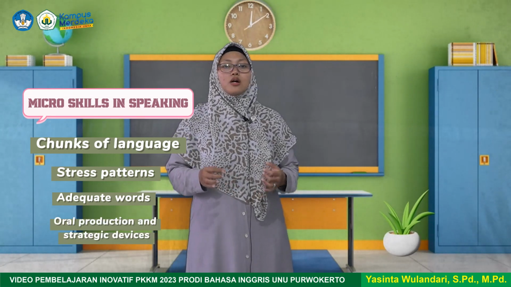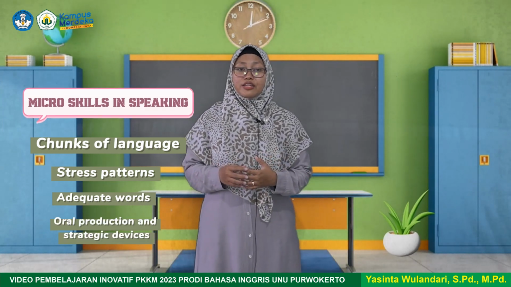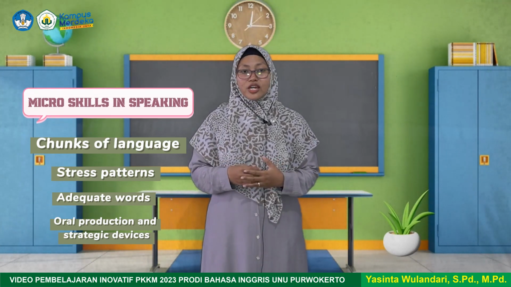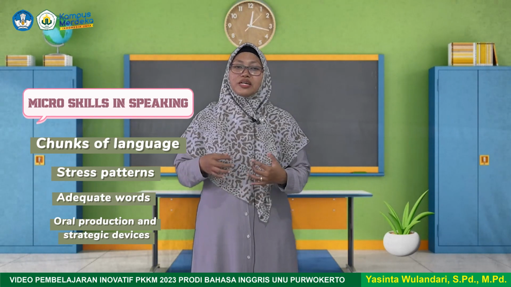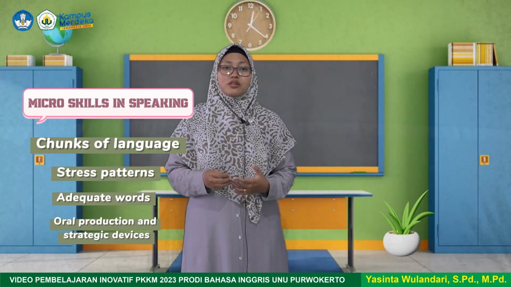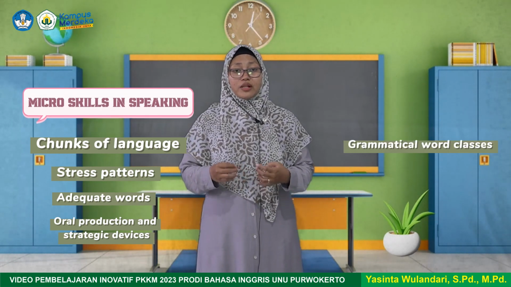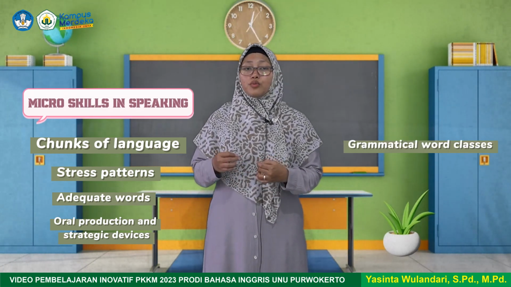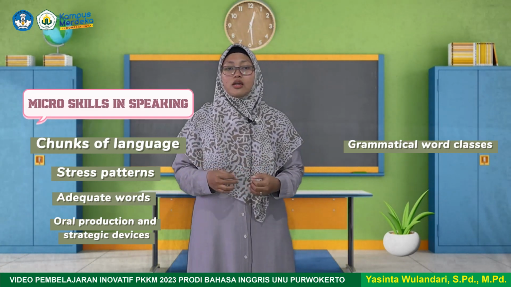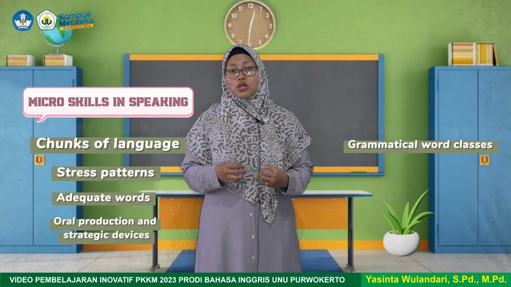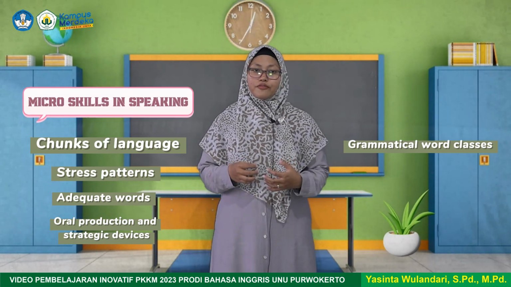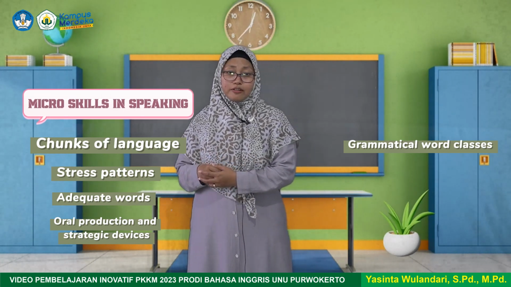The next one is to monitor oral production and use strategic devices, for example, pauses, correction, and backtracking, to enhance the clarity of the message. The next one is to use grammatical word classes, for example, nouns and verbs. We also have to use the system, for example, agreements and pluralizations. We also have the word order, patterns, rules, and elliptical forms that function differently.